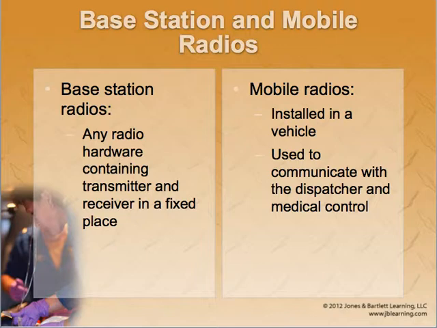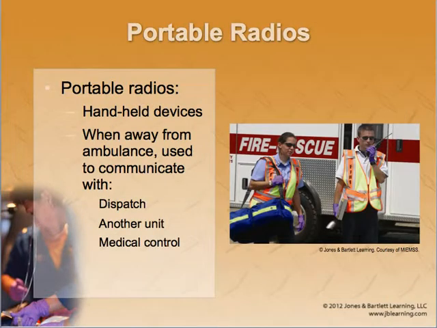So, base station radios: this is any radio hardware containing a transmitter and receiver that is affixed to one specific location. This is mainly going to be where your dispatch center is and probably your headquarters. Mobile radios are installed in your vehicle and they're used to communicate with your dispatcher or medical control centers.